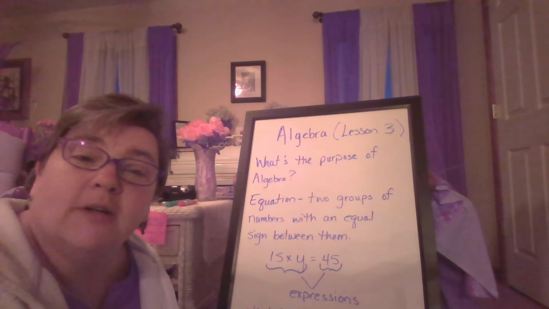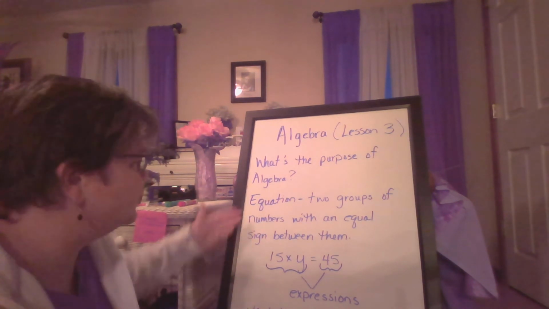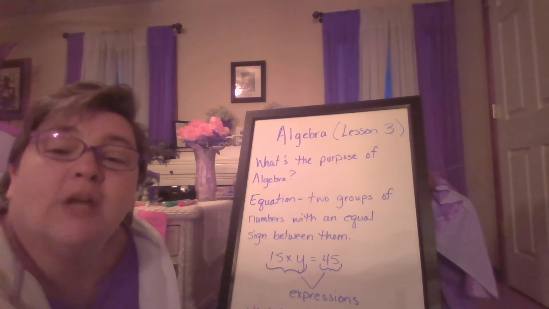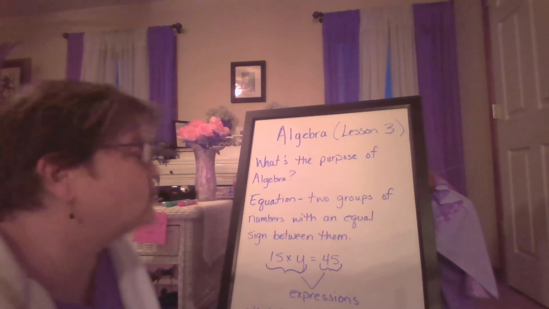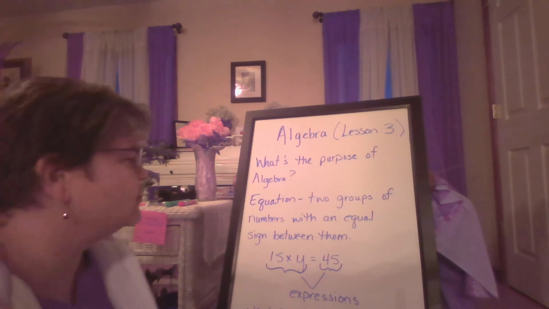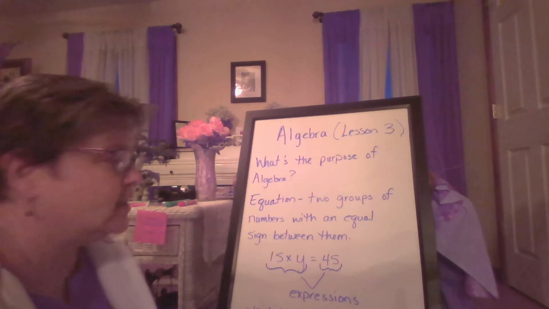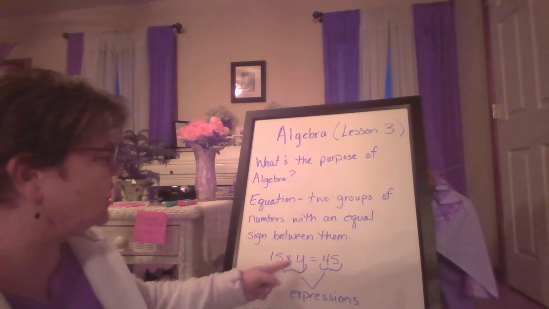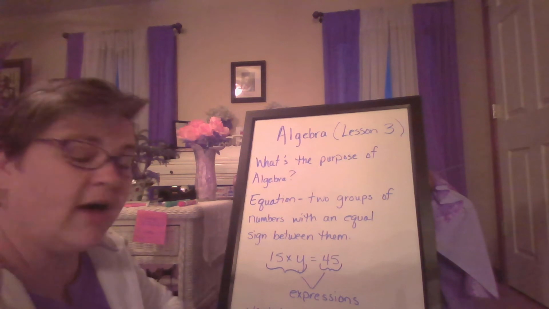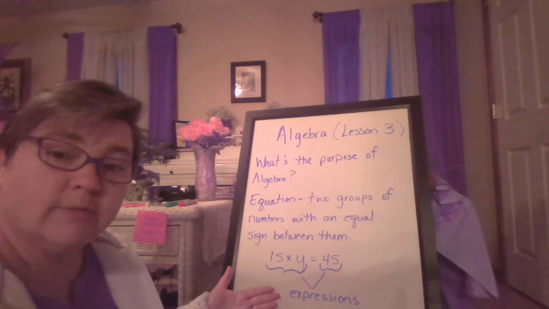So the first term that I want to talk about is equation. So what is an equation? Two groups of numbers with an equal sign between them. That's an equation. Here's an example. 15 times y equals 45. Equation. Not difficult.